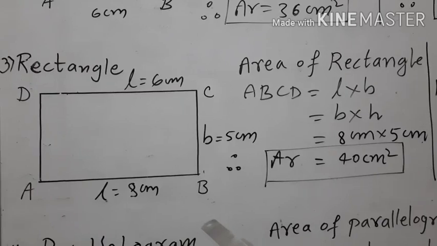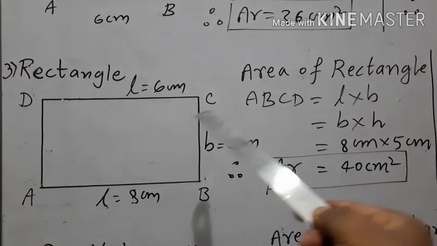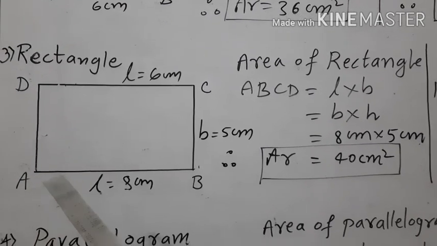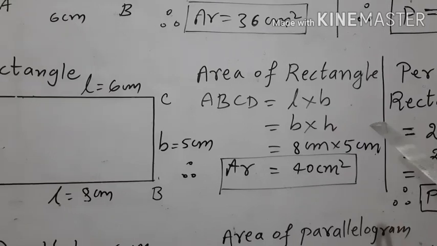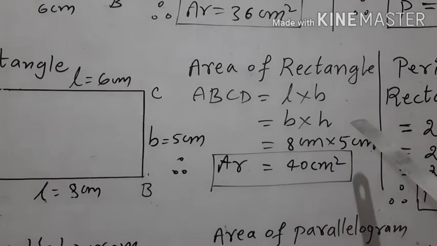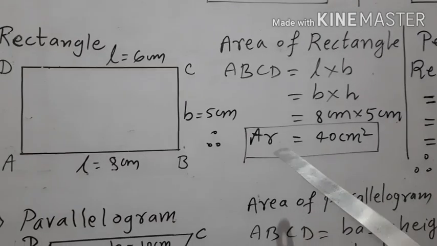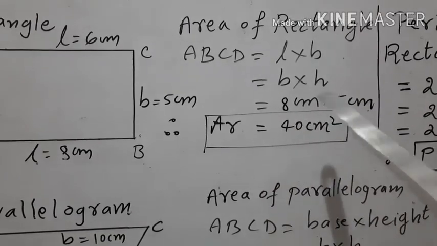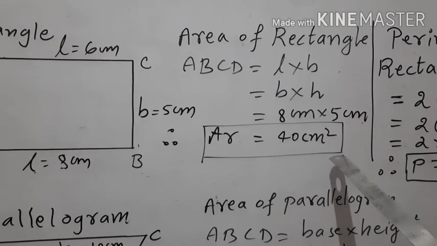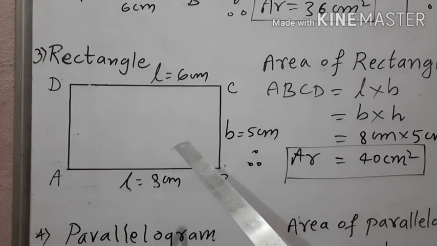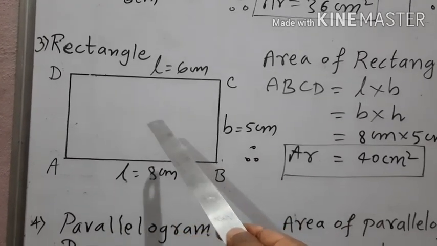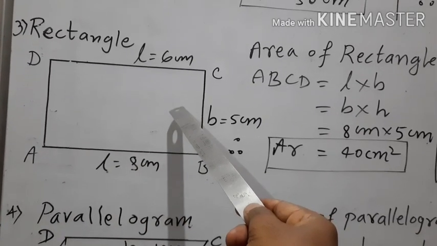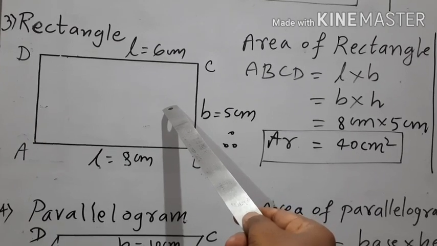Here AB is length and BC is height. Again CD is length and DA is its breadth or height. So to find the area of a rectangle we use the formula L into B or B into H. Here the breadth is 8 centimeter and height is 5 centimeter. Therefore 8 5s are 40. 40 centimeter square is the area of the rectangle. Means in this interior region we can place 40 one-centimeter squares inside this rectangle. That is the meaning of its area.